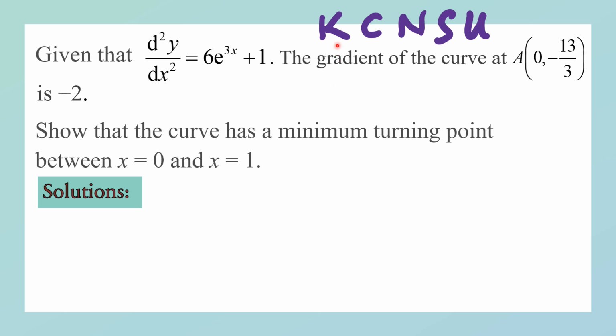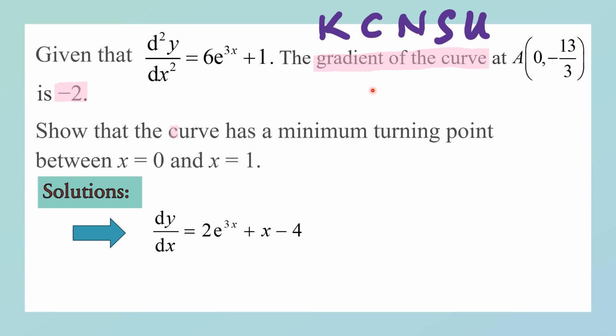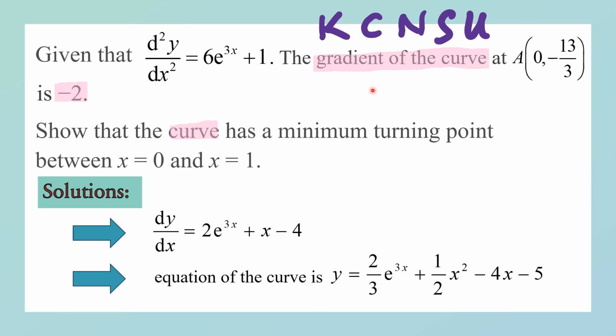So as usual, K stands for the keywords. In this case, the keywords are gradient of the curve. I think most students actually found this pretty easy. With that, many were able to know that given this gradient equals -2, they are able to integrate and hence derive dy dx successfully. Then the next thing it says is the curve. So the first part of the question requires students to find the equation of the curve, which most of them also found very easy. Most students were able to integrate accurately and derive the equation of the curve.